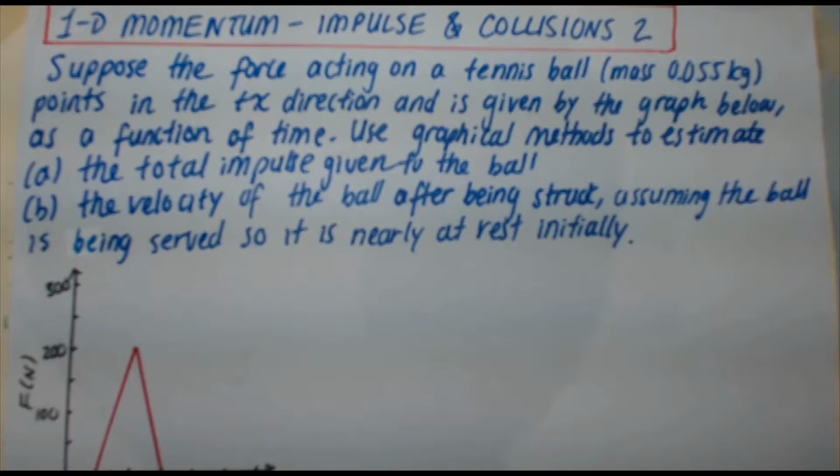Suppose the force acting on a tennis ball, mass 0.055 kilograms, points in the positive x direction and is given by the graph below as a function of time. Use graphical methods to estimate A, the total impulse given to the ball, and B, the velocity of the ball after being struck, assuming the ball is served so it is nearly at rest initially.